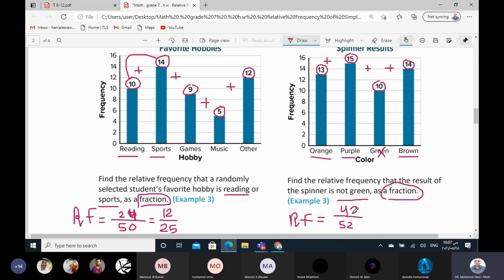And we need the answer as a fraction, so we can do simplest form here. Now divide up and down by 2. 42 divided by 2 will be 21, and 52 divided by 2 will be 26. So the answer as a fraction will be 21 over 26. Who has any question here? No, Mister. It's easy. Okay.